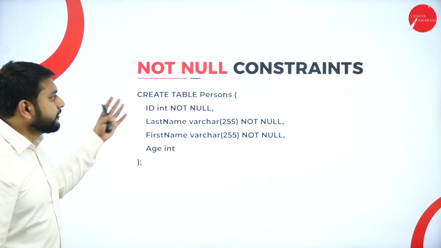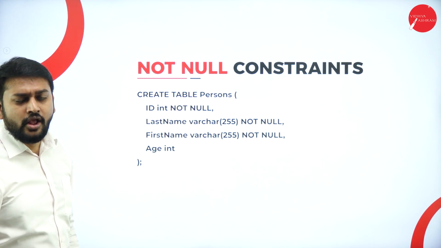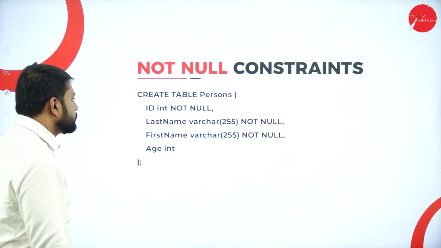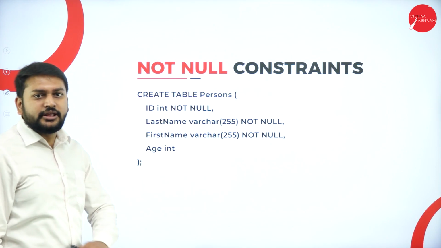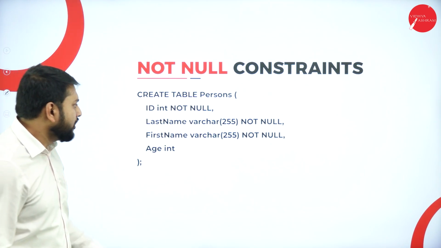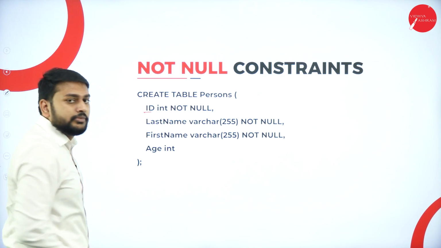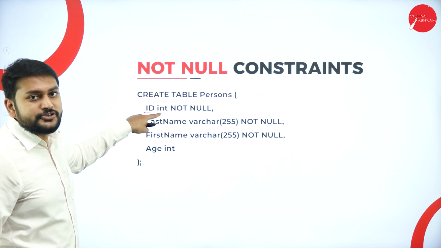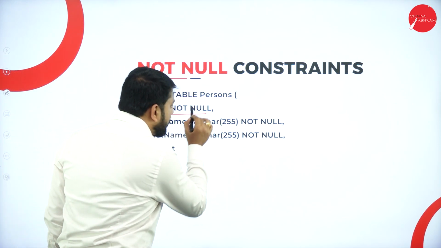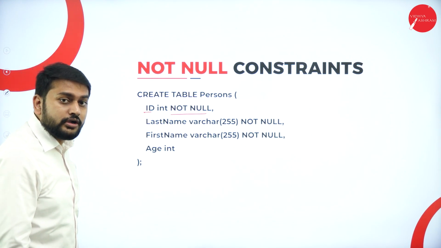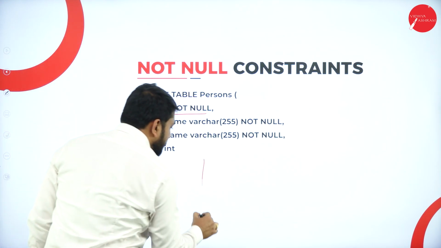Moving forward to the next one, not null constraint. What exactly is the not null constraint all about? Same thing, I'm creating the table. Let me not bore you by repeating the same thing. But observe here in this column, that is ID, and the data type is int. I have mentioned it as not null. What is the meaning of not null? When I'm creating the table, observe here.